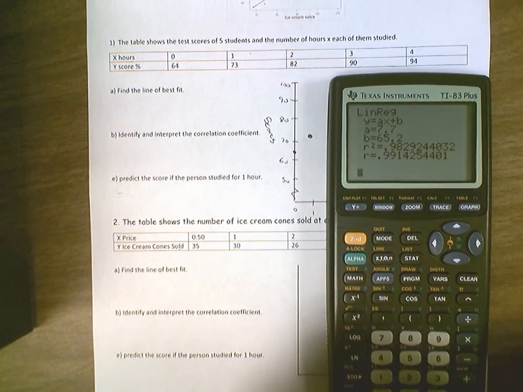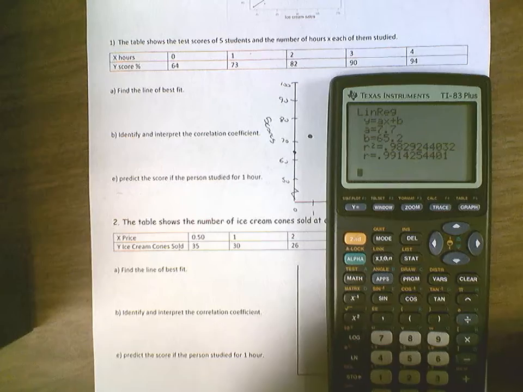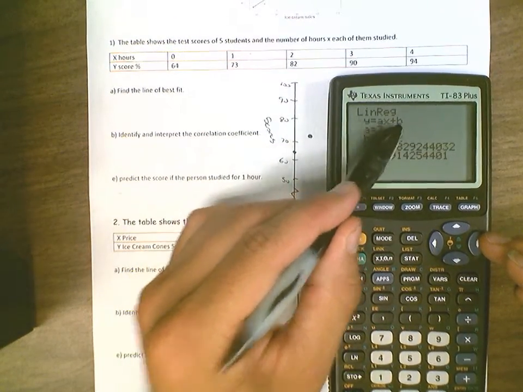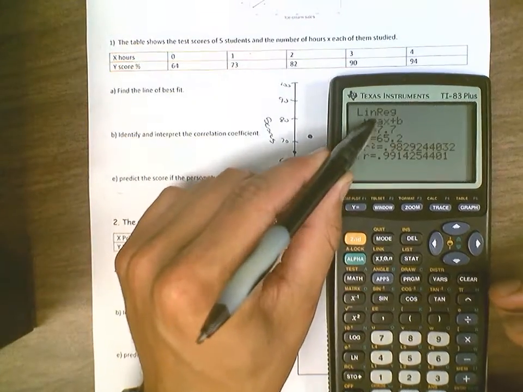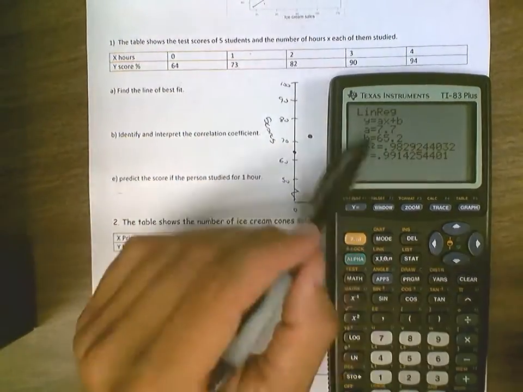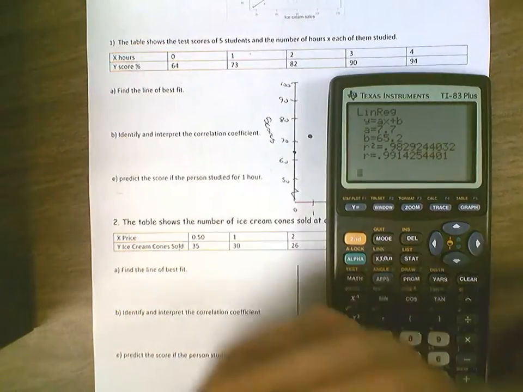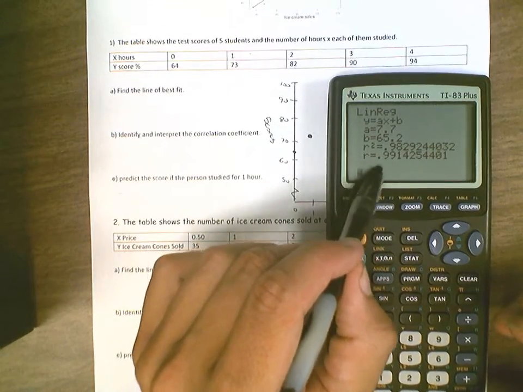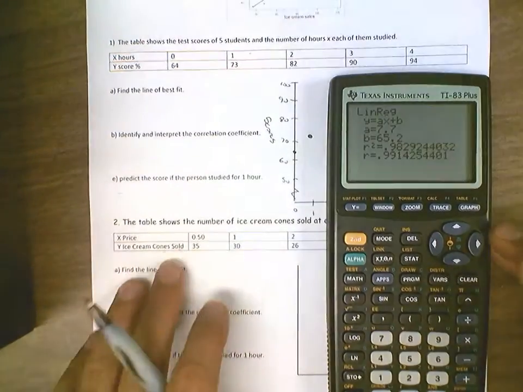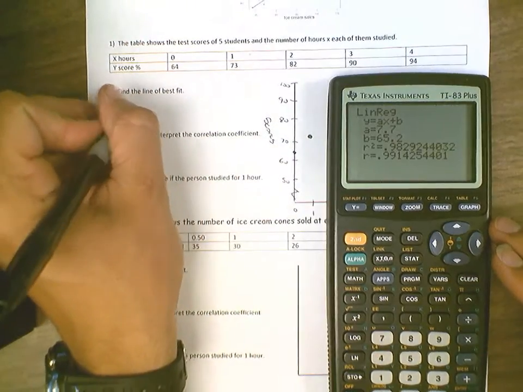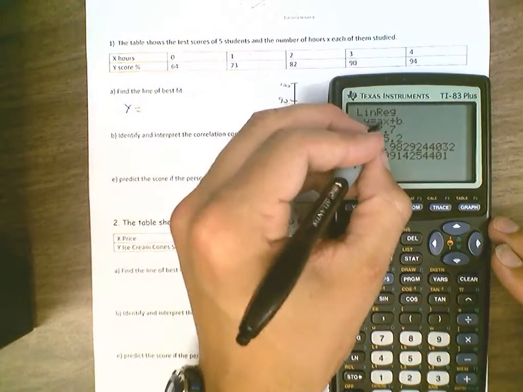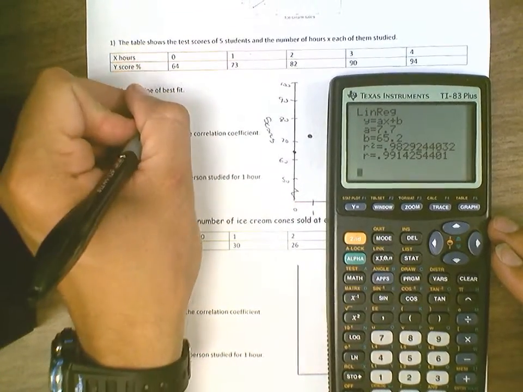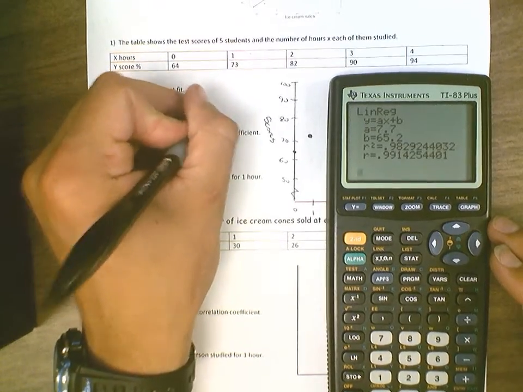This gives you the line of best fit in equation form. You'll notice that it says y equals ax plus b. That's the same thing as y equals mx plus b. The a is the slope, and it tells you it's 7.7. The b is the 65.2. We're not going to worry about the r squared for now, but the r value is our correlation coefficient. So to answer question A, where it says find the line of best fit, we're going to write down this equation. We're going to plug in the numbers for a and b. So we get y equals 7.7x plus 65.2.